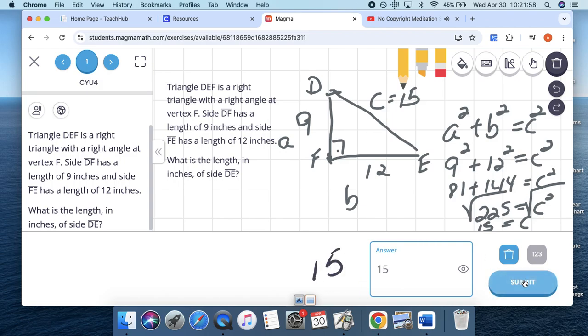Alright, so just notice that's relatively simple, yeah? The important part was labeling a triangle correctly.